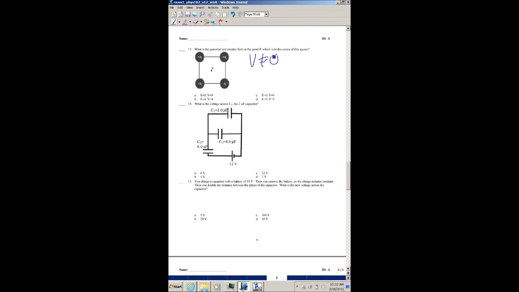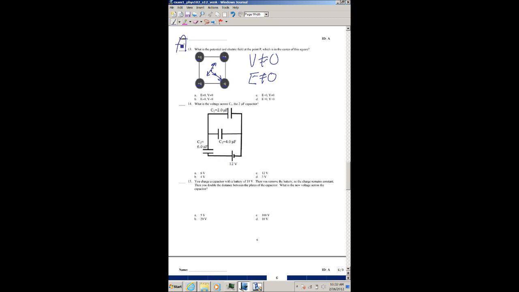Alright, now I want to find out my electric field. So let's take this charge first. The electric field due to that charge is in that direction. The electric field due to this charge is in that direction. The electric field due to this charge is in that direction. And the electric field due to this charge is in that direction. So the electric field is also not equal to 0. So that is option A for 13.